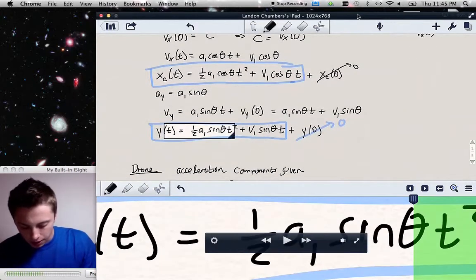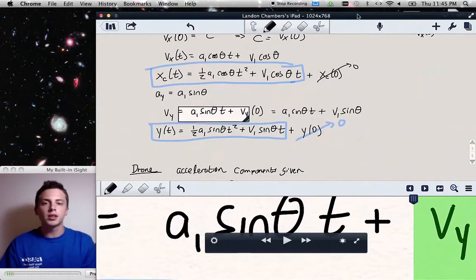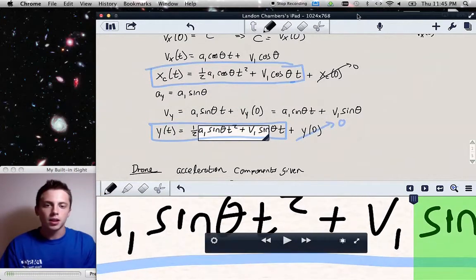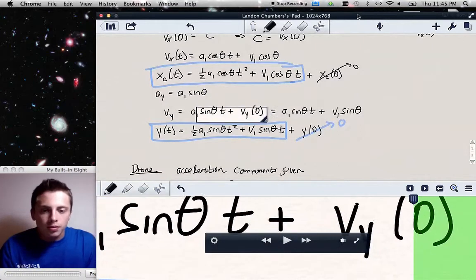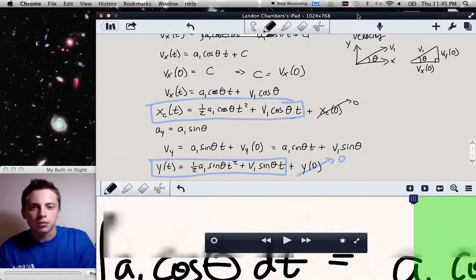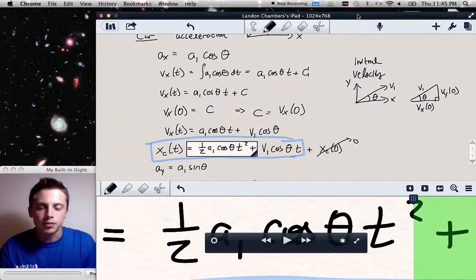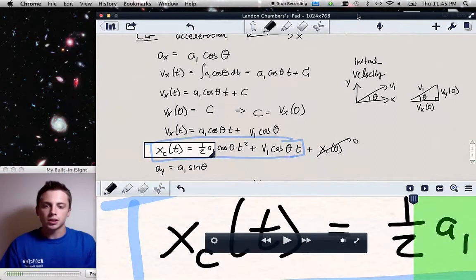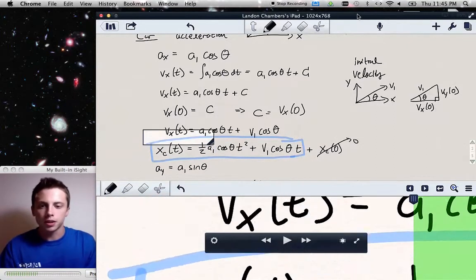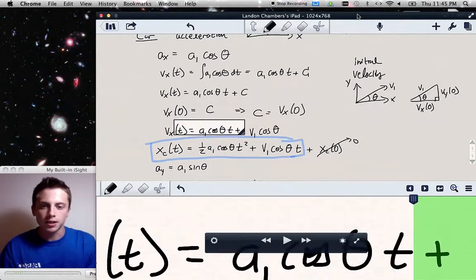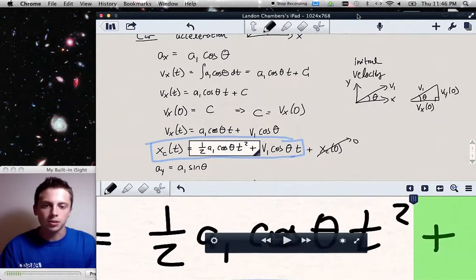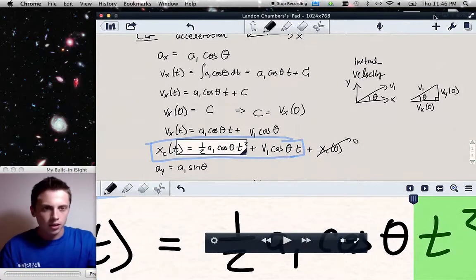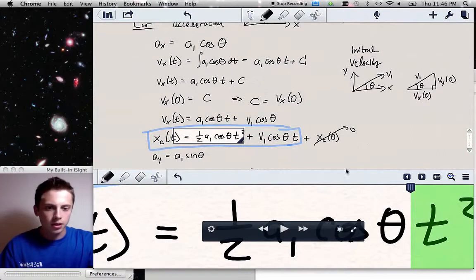So we integrate this first term. It's a constant times t, so we get 1/2 times the constant times t squared. Plus, I'm sorry, I skipped down a line. Once again, we need to get position, the x coordinate of position as a function of time. So we integrate vx of t. So we get the constant a1 cosine theta times t squared divided by 2. So 1/2 in front.